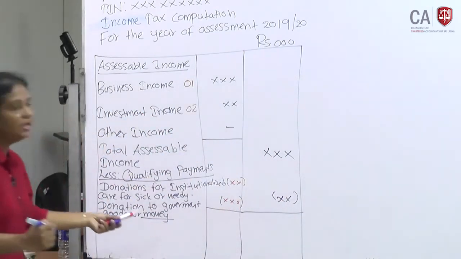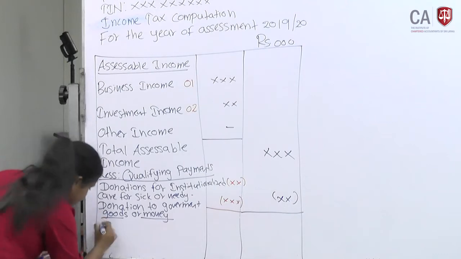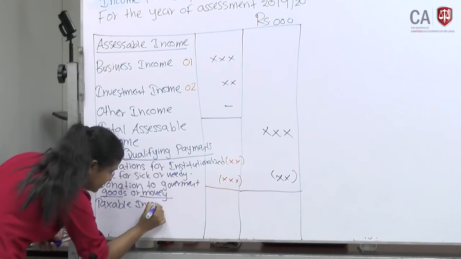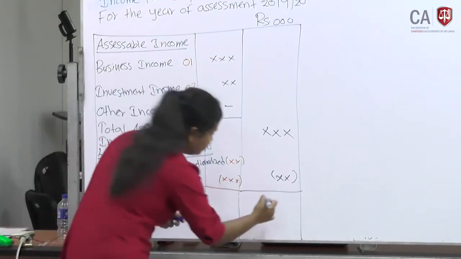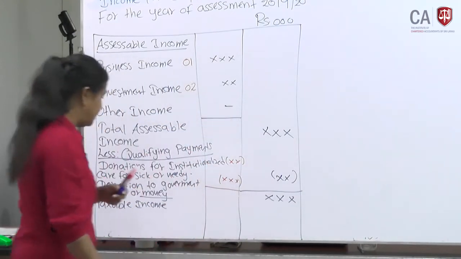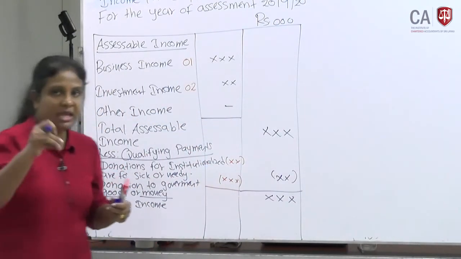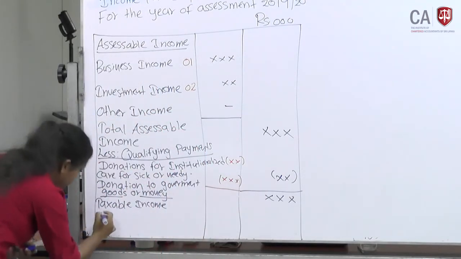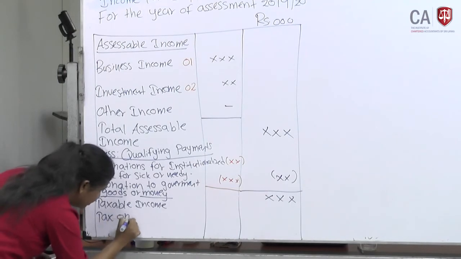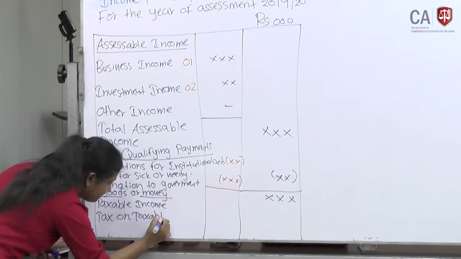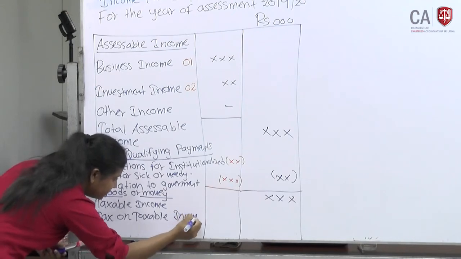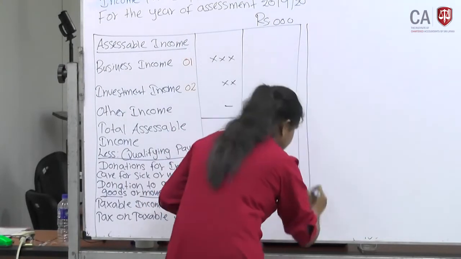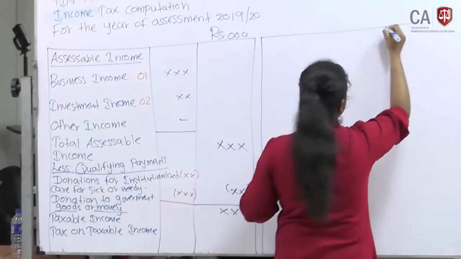After deducting qualifying payments, we arrive at the taxable income. Then, application of tax rates as per the first schedule to the Act. Then, tax on taxable income. How do we apply tax on the taxable income? I will go to the next part.